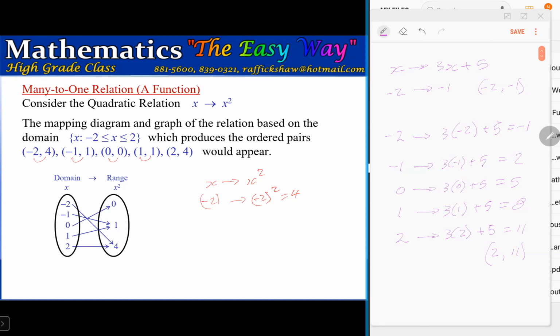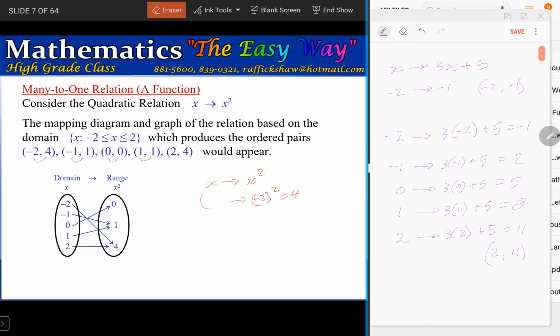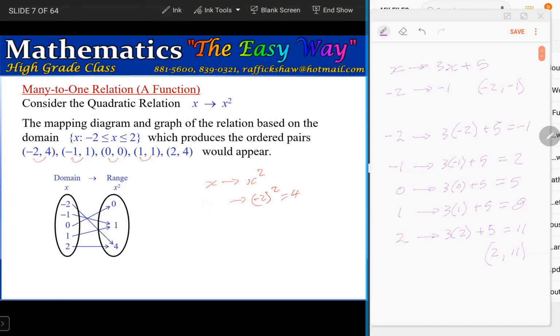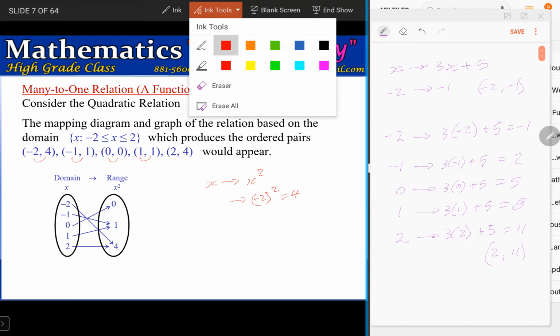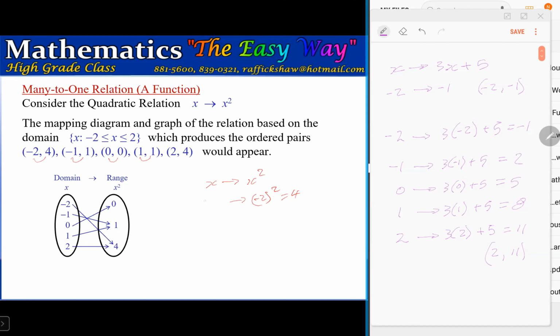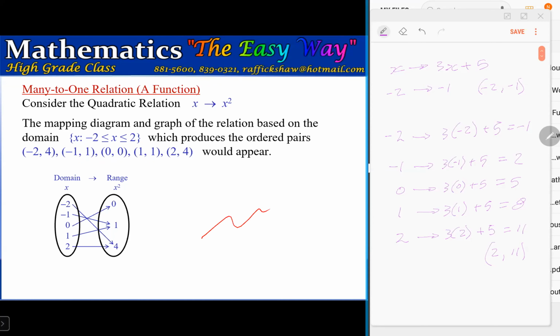Let me write that again. Get by the pen. I don't understand how this thing works sometimes. It's just doing its own thing. All right, erase all. All right, let's go again. It's a struggle sometimes, guys.